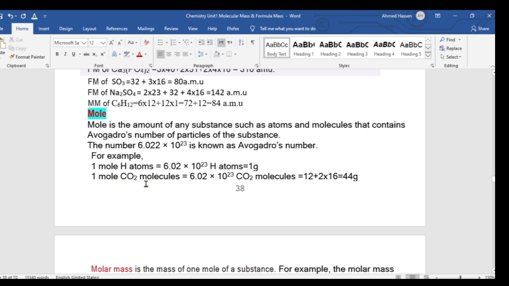1 mole of carbon dioxide is equal to Avogadro's number of carbon dioxide molecules, which in mass is 12 for carbon, and oxygen 16 times 2 is 32. 12 plus 32 is equal to 44 grams. 44 grams of carbon dioxide means the Avogadro number of carbon dioxide molecules, which is known as 1 mole of carbon dioxide molecules.